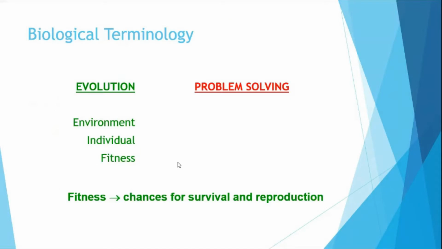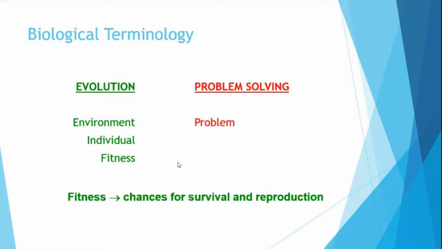You already know that the theory of evolution is based on the survival of the fittest theory. That is, the most fit living being or the most fit species will survive for the next generation, as well as for the future coming generations, etc. So that is the theory of evolution. Now, how these terms, environment, individual, fitness, etc., are mapped into problem solving, that we will see in this slide.